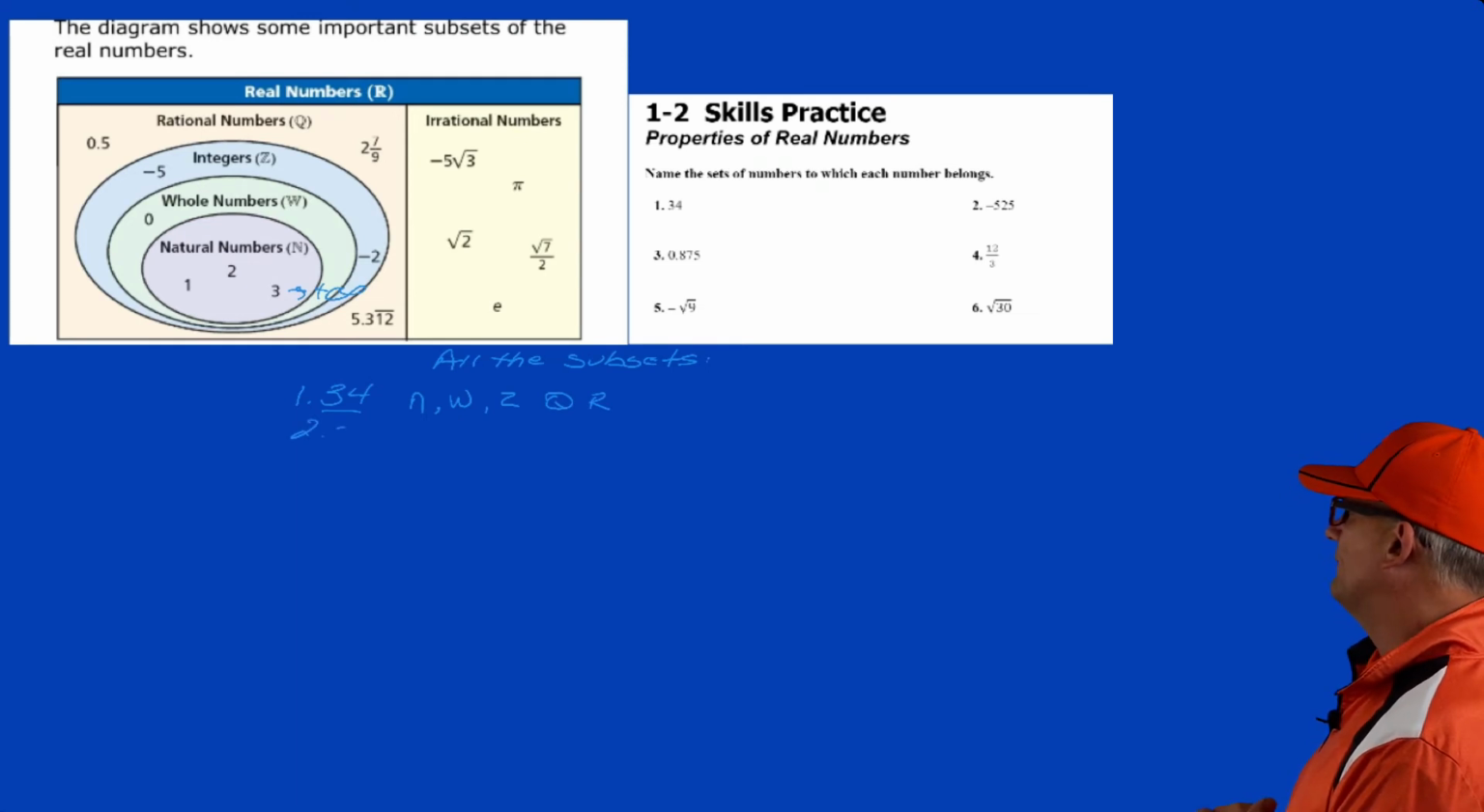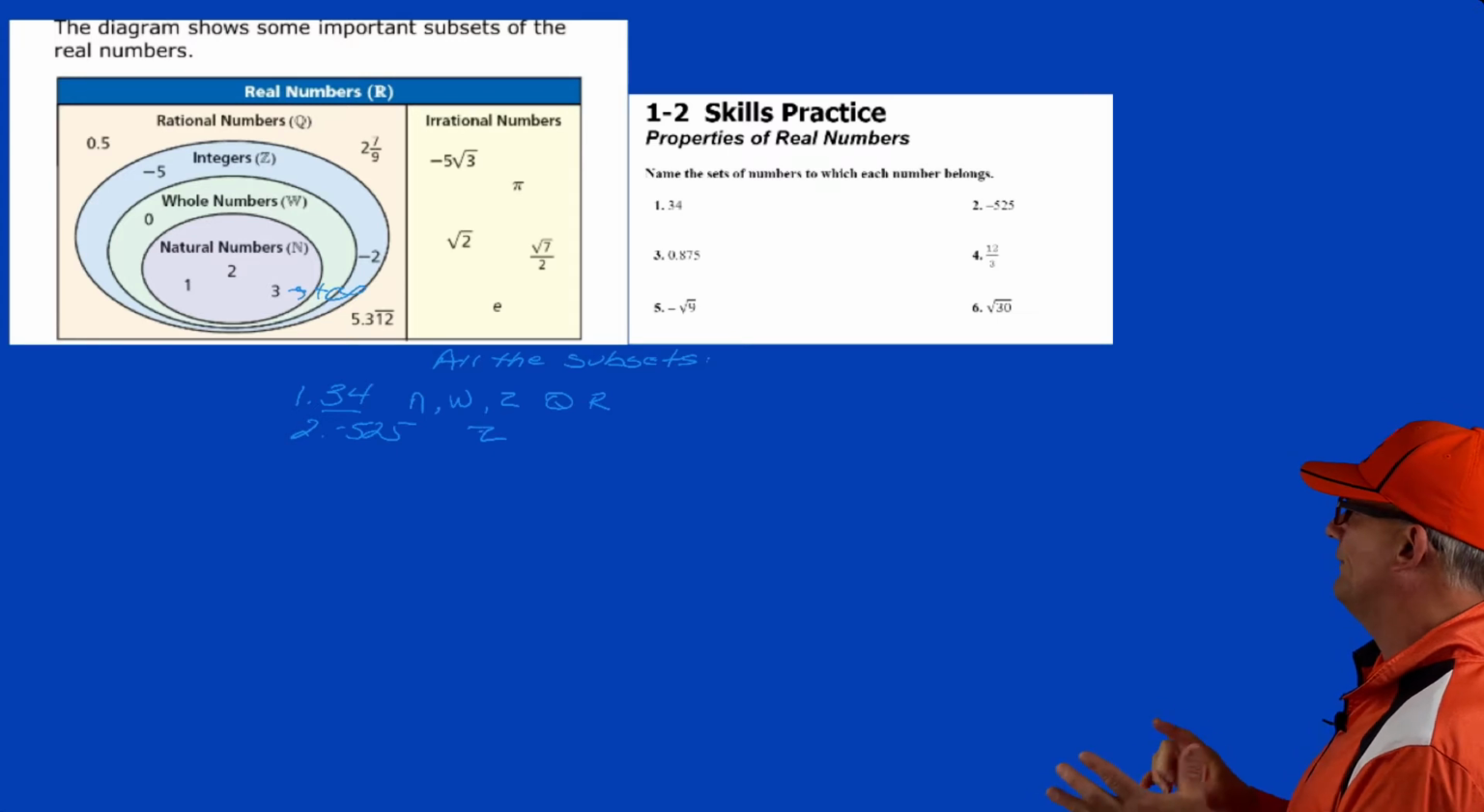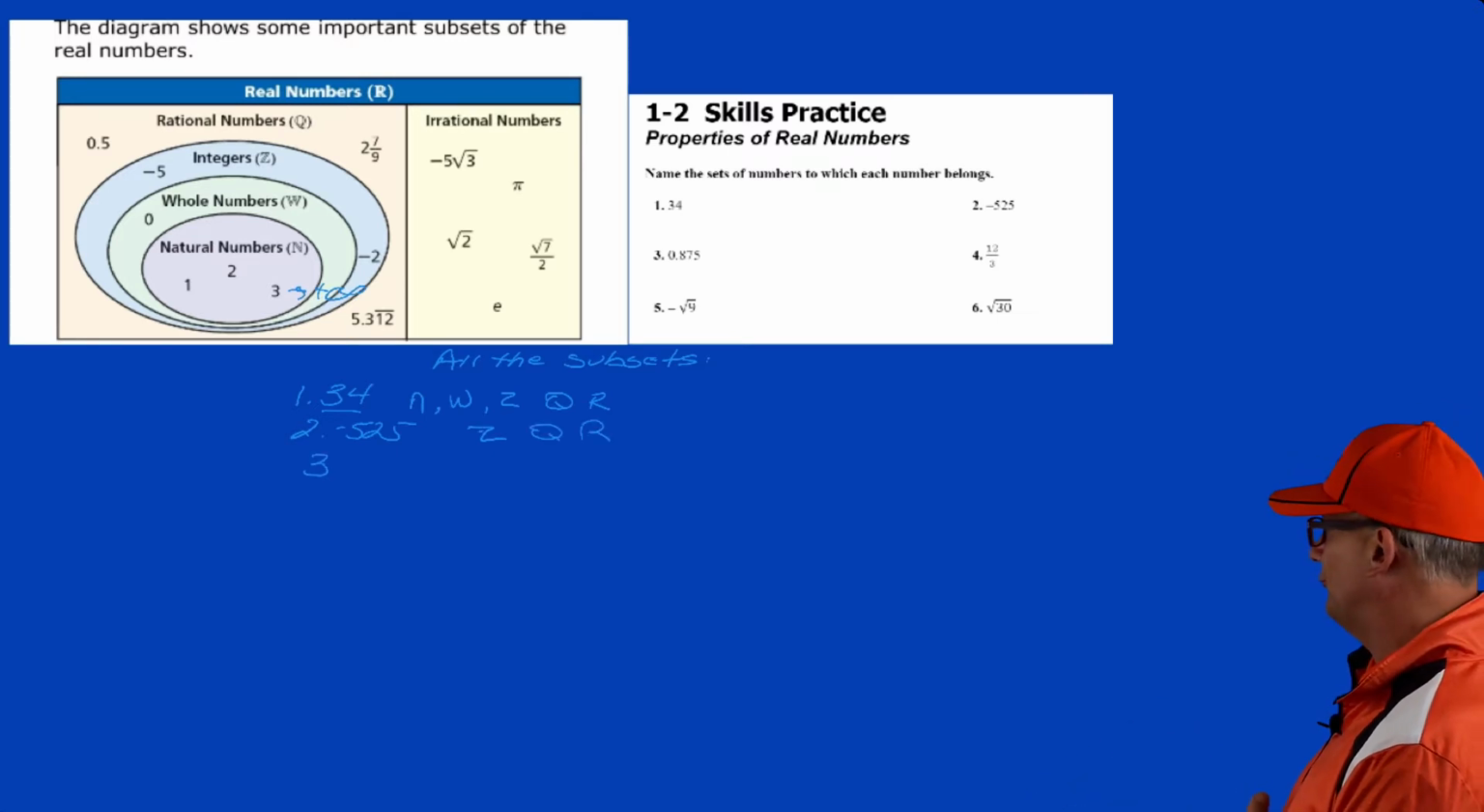Okay, let's look at number 2. Negative 525. Well, it's not going to be a whole number. It's not going to be a natural because those are all positive. It's going to be an integer. It's going to be rational. It's going to be real. But we can write negative 525 as a fraction.